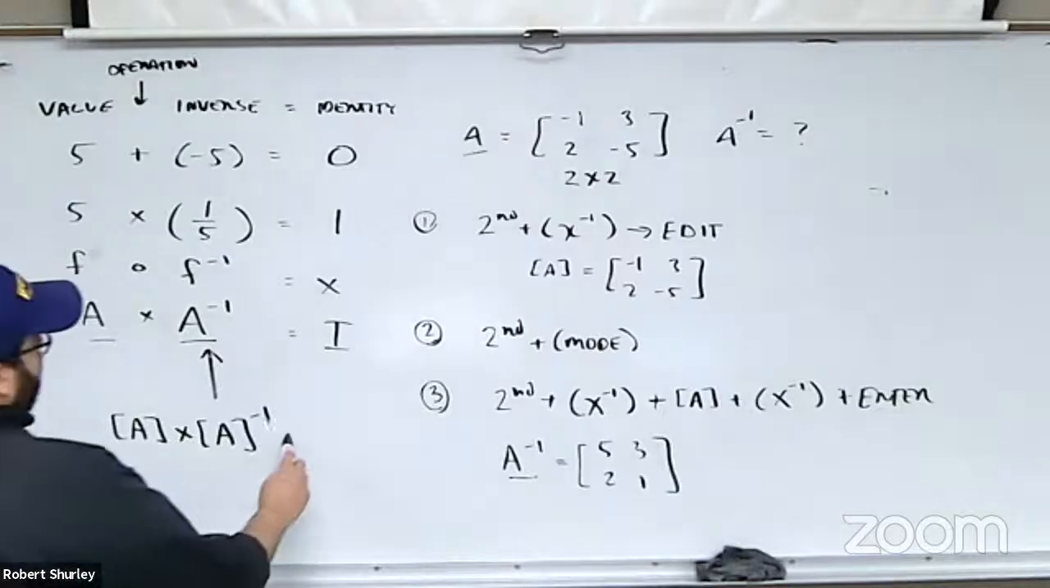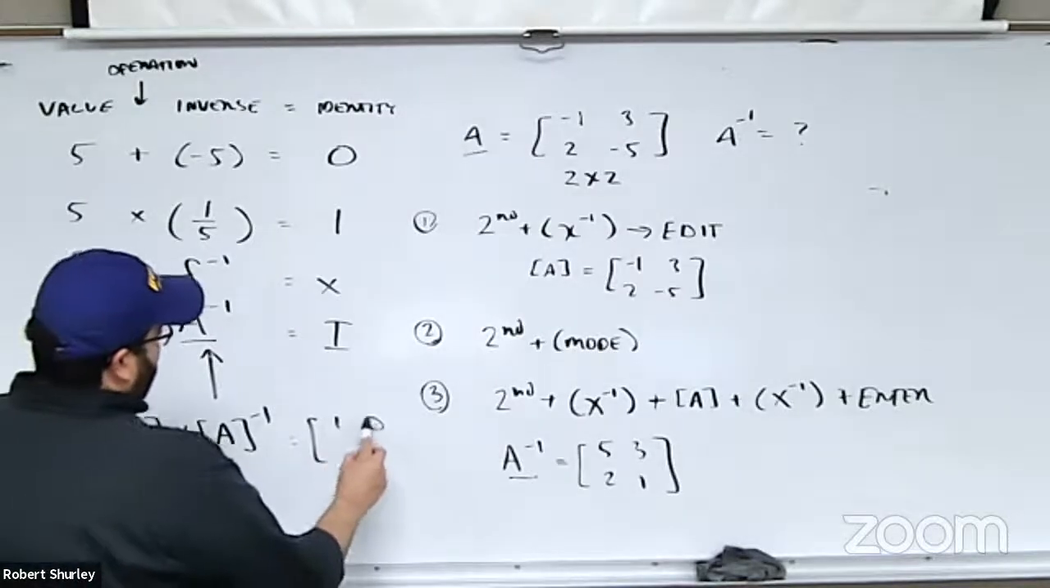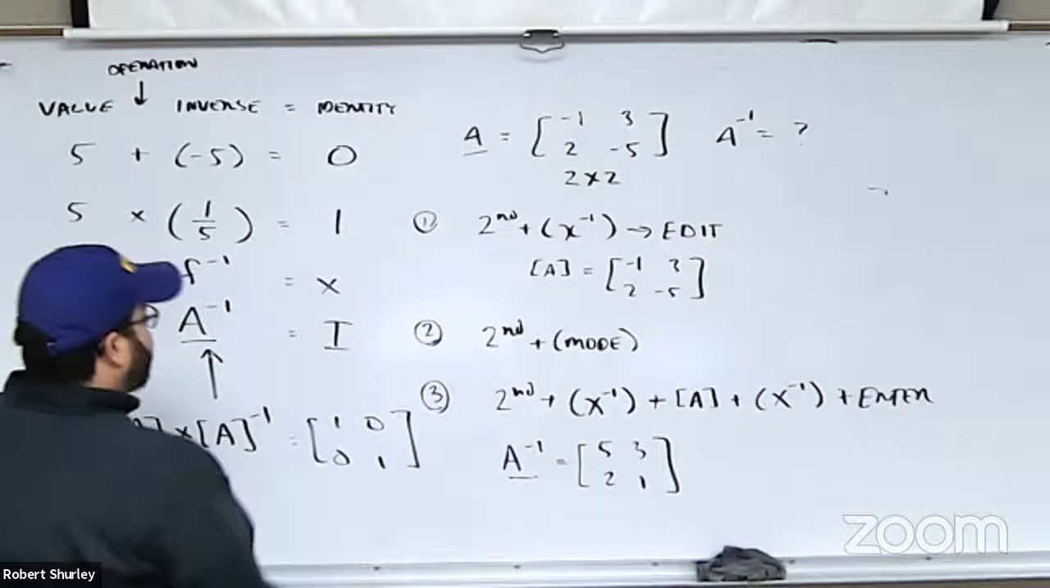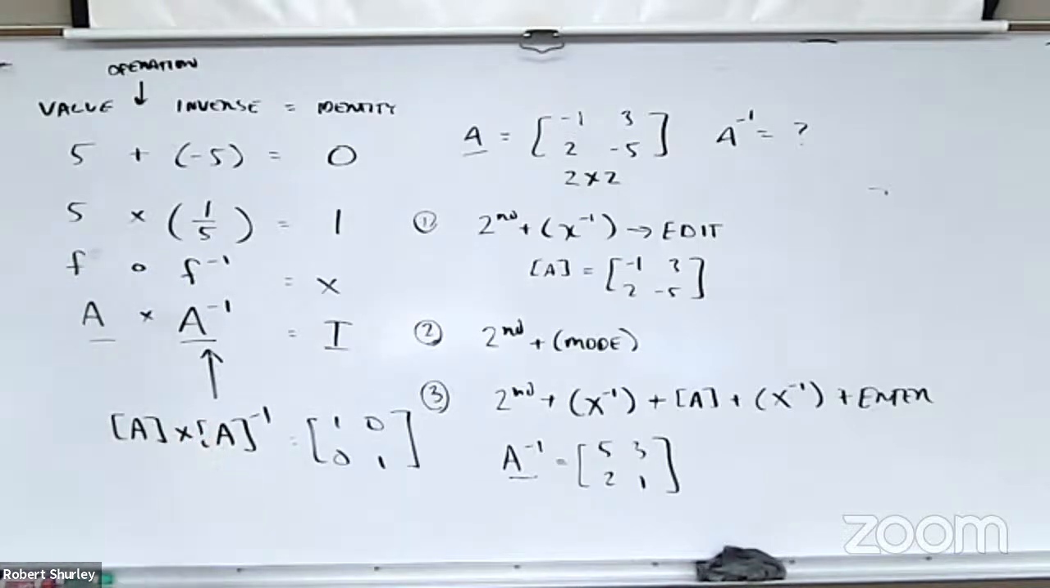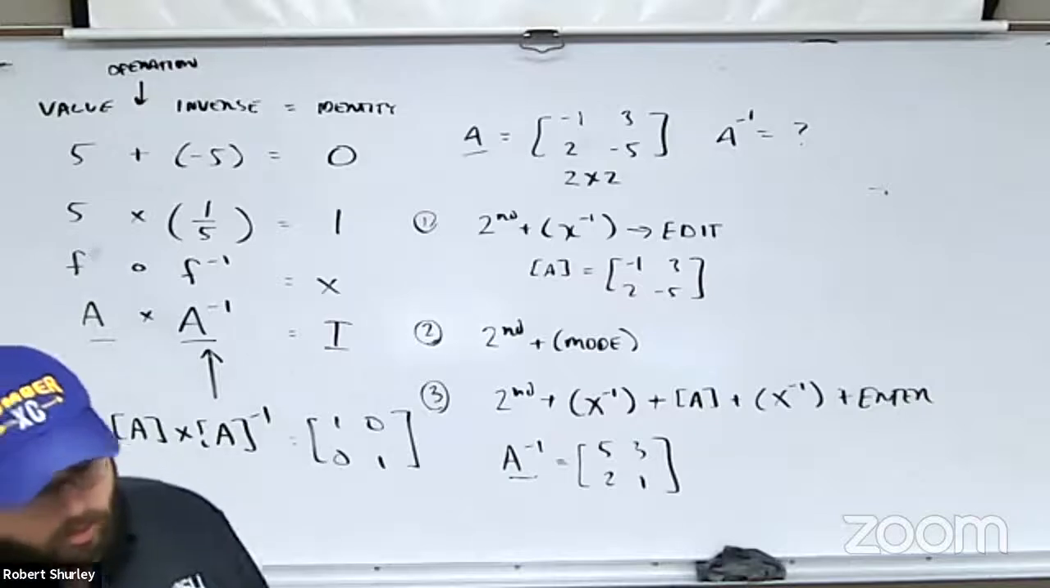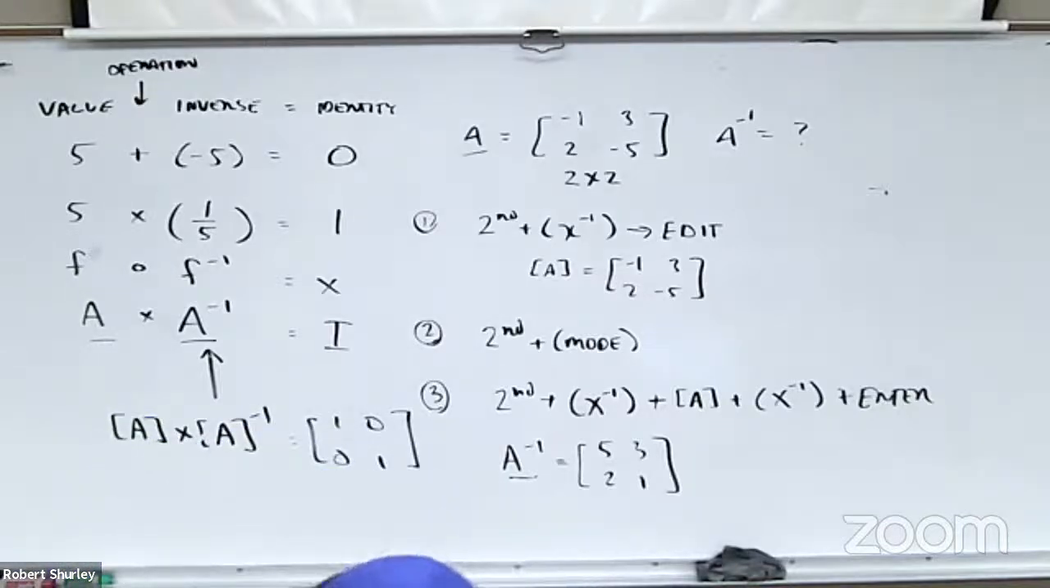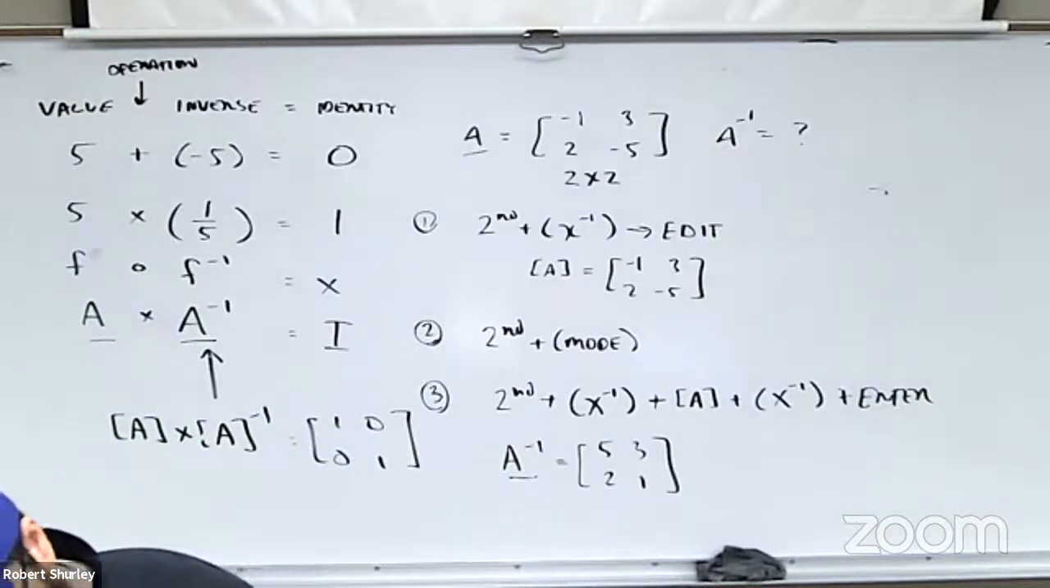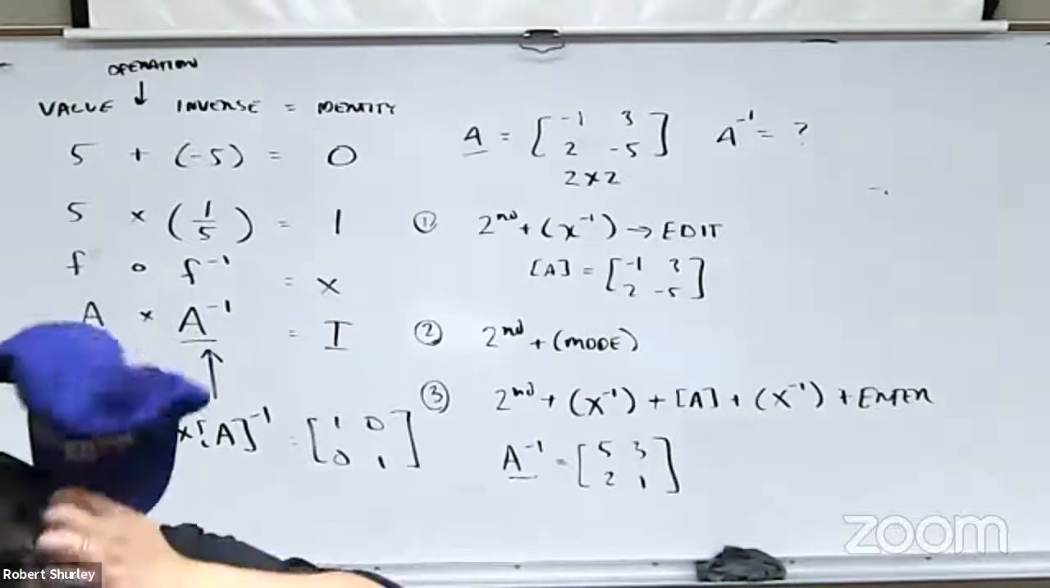And what happens is you wind up with the identity matrix for 2x2 matrices. Pretty cool. I know, you don't have to tell me.